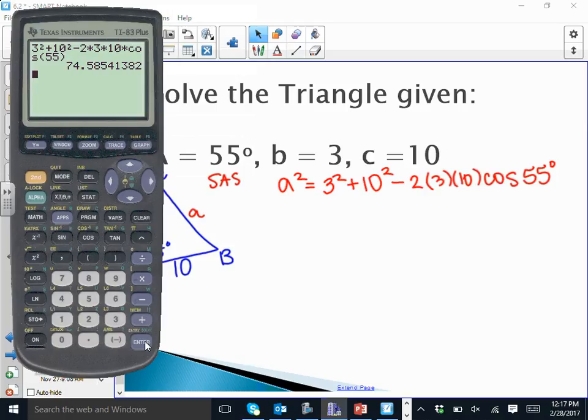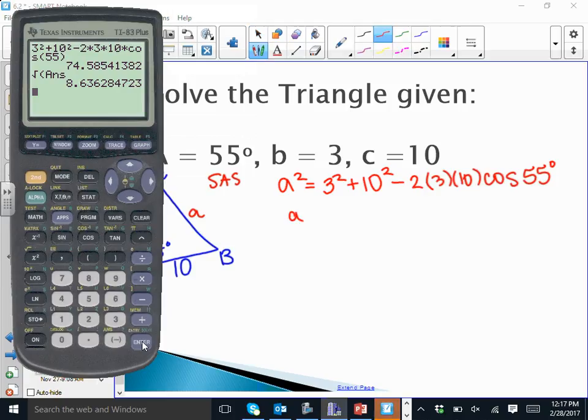Okay, very good. This is what a squared equals, which means we need to do what with it? Square root. Call up your last answer. And so side a is 8.64. How do we feel about that?